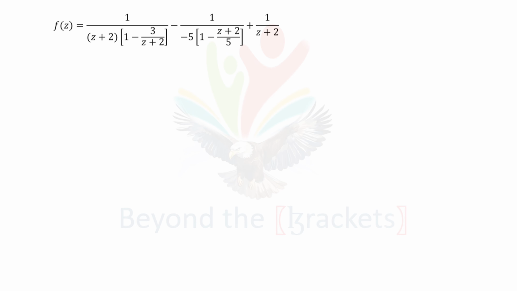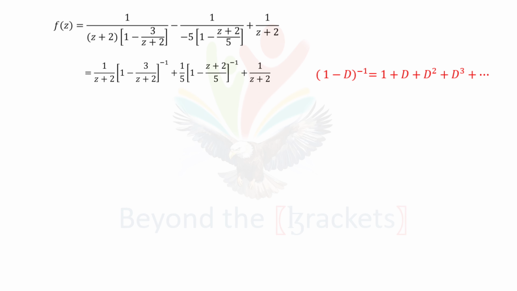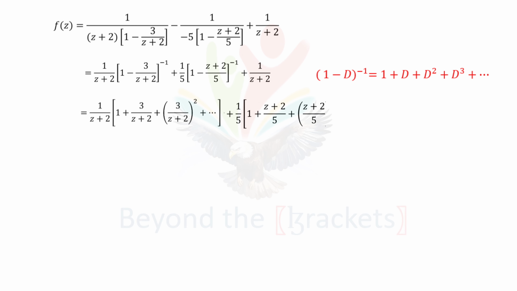Writing the terms in the inverse form, for the first term we get 1 by z plus 2 into (1 minus 3 by z plus 2) whole inverse. For the second term it's 1 by 5 into (1 minus (z plus 2) by 5) whole inverse. And the third term is 1 by z plus 2. The first term is of the form (1 minus d) inverse, where d is equal to 3 by z plus 2. So expanding according to the formula, we get 1 plus 3 by z plus 2 plus (3 by z plus 2) whole square plus so on. Second term is also in the form (1 minus d) inverse, where d is equal to (z plus 2) by 5. So expanding this, we get 1 plus (z plus 2) by 5 plus ((z plus 2) by 5) whole square plus so on, and the third term is written as usual.